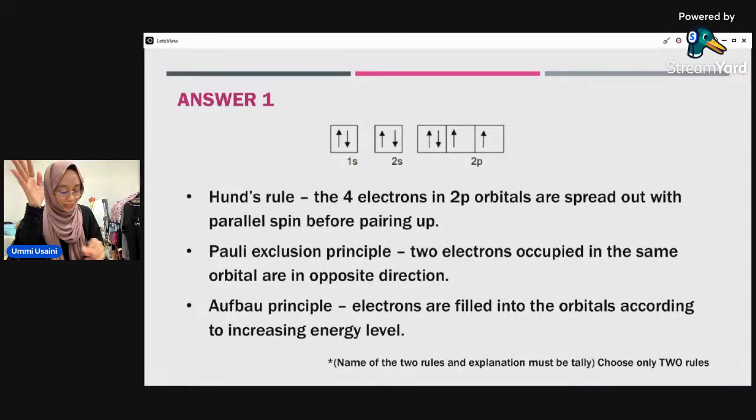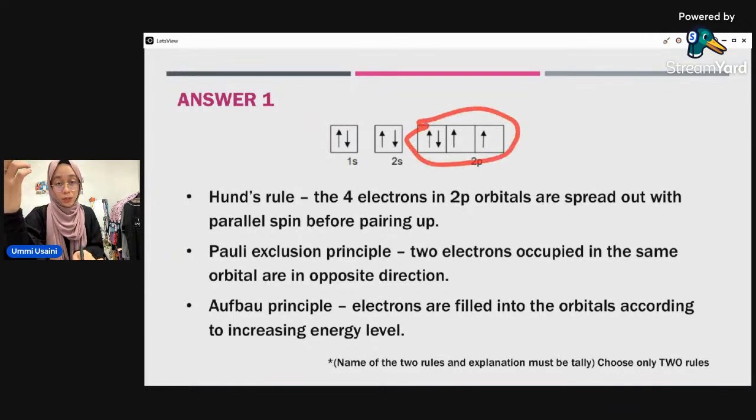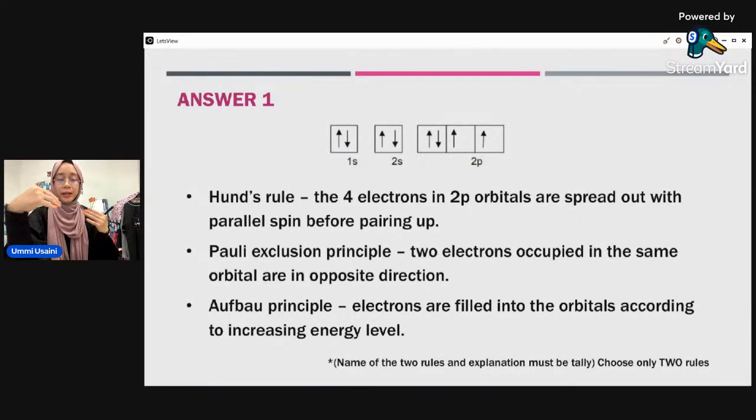So 1s, 2s, 2p kat sini. Okay, so if you explain about Hund's rule, so we will be talking about the last 4 electrons yang kita masukkan dalam 2p tu tadi. Okay, so the 4 electrons in 2p orbitals, they are spread out with parallel spin before pairing out. Kalau kamu nak cakap the 4 electrons in 2p orbitals, they are added singly first in each orbital with the same spin, and only then the 4th electron will be paired up with one of the electrons with the opposite spin. As long as maksud dia sampai, then shouldn't be any problem.